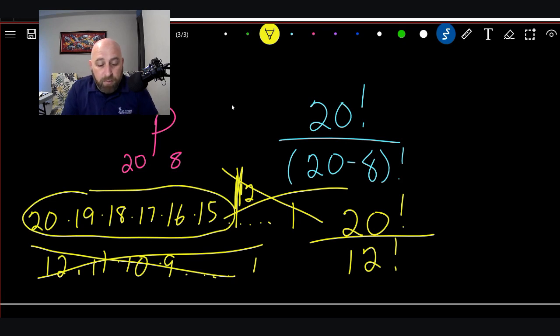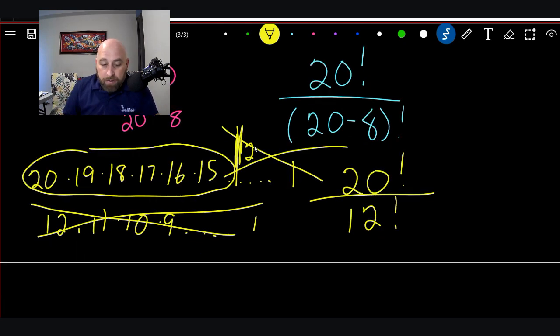Okay, and so you can do that and you can cancel some things out. Depending on how your calculator works, you might not want to do that, because it can be a little bit harder based on how your calculator works. But it's an interesting concept that you can cancel a big section. Here's what I would do with this right here.